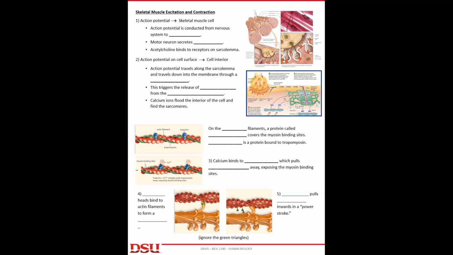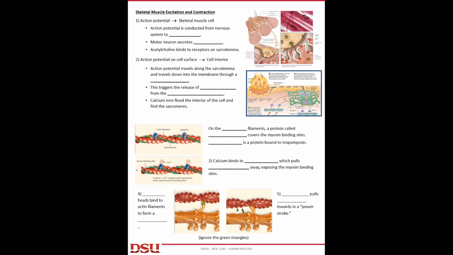Once the acetylcholine binds there, it allows the action potential to travel along the sarcolemma and through the membrane, into the cell itself, through a T-tubule. When the action potential reaches the inside of the cell through the T-tubule, it triggers the release of calcium from the sarcoplasmic reticulum. The calcium ions flood the interior of the cell to find all the sarcomeres.